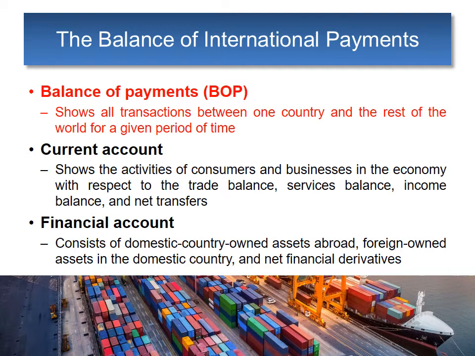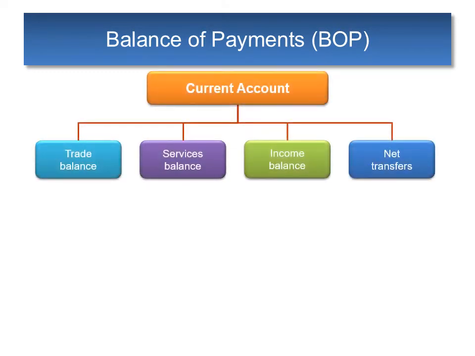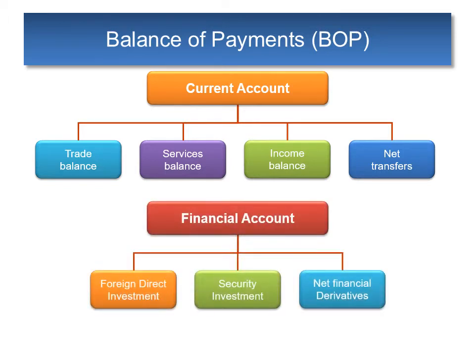The BOP shows a plus for inflow of funds or minus for outflow of funds. The BOP has two major components, the current account and the financial account. The current account is composed of the trade balance, the service balance, income balance, and net transfers. The financial account is composed of foreign direct investments, security investments, and net financial derivatives.